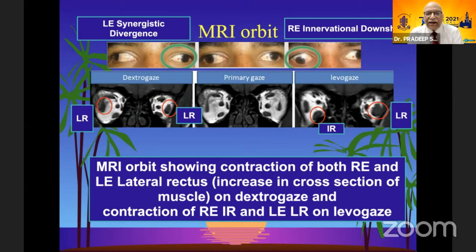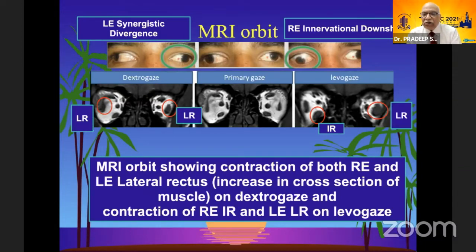As you can see here, the lateral recti are co-contracting on the dextro gaze. In primary position, you can see the lateral rectus is much thinner. On dextro gaze, in the right side picture, circled with the red circles, you can see the width increased. That means there is a co-contraction of the lateral recti in dextro gaze. This confirms a synergistic divergence.